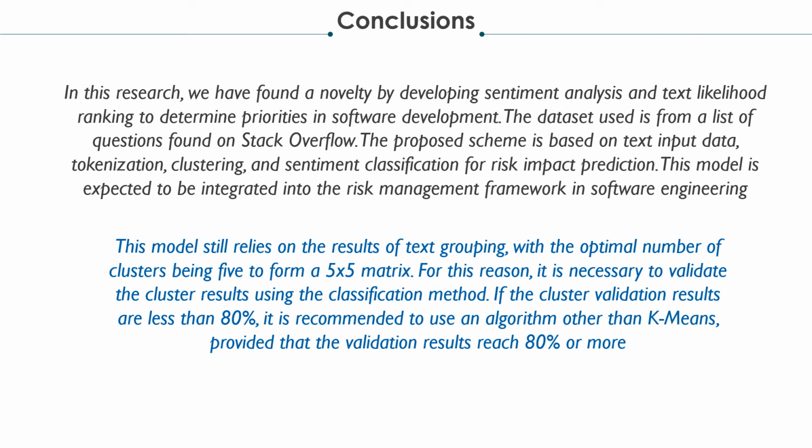This model still relies on the results of text grouping, with the optimal number of clusters being 5 to form a 5 by 5 matrix. For this reason, it is necessary to validate the cluster results using the classification method. If the cluster validation results are less than 80%, it is recommended to use an algorithm other than K-means, provided that the validation results reach 80% or more.